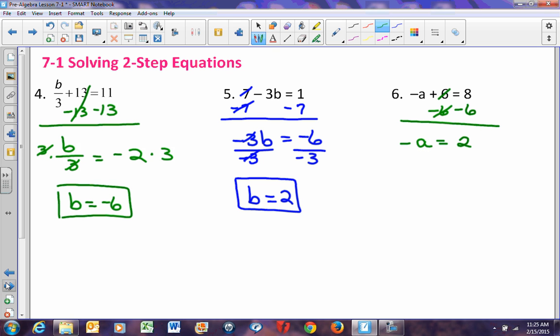But I don't want to know what negative a is, because negative a literally means the opposite of a. I don't want to know what the opposite of a is. I want to know what a is. So I will divide this side by negative 1. If I do something to one side of the equation, I must do the exact same thing to the other side of the equation. Remember, a negative divided by a negative is a positive, and negative a is the same thing as saying negative 1a. They mean exactly the same thing. So these two will cancel out, and I will have a positive a equals negative 2.